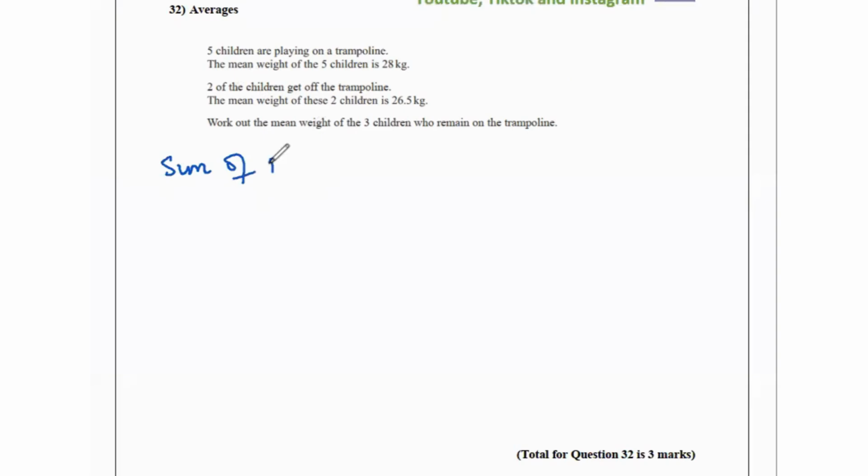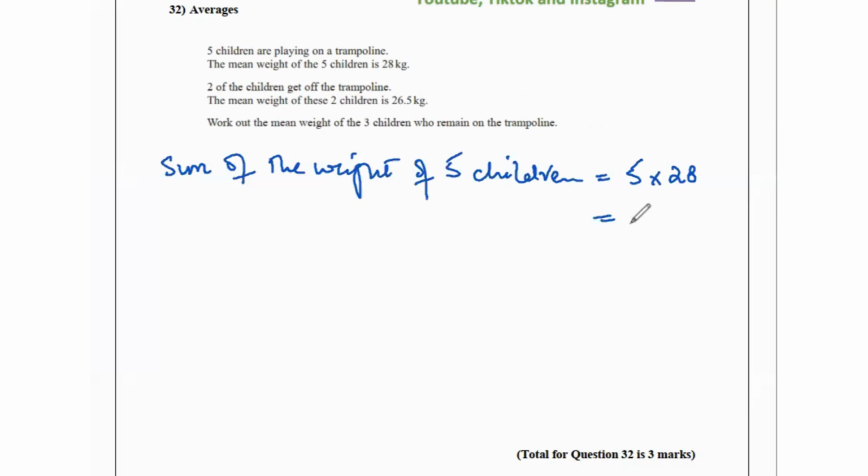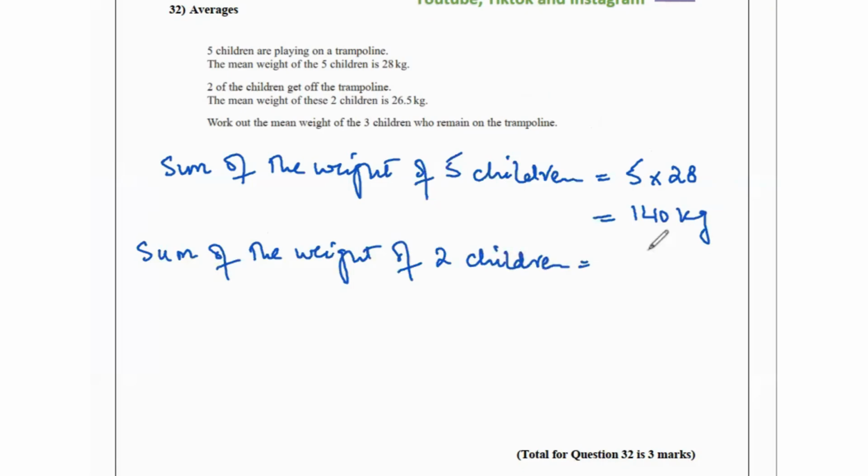So sum of the weight of 5 children, that's going to be 5 times 28. We multiply the mean with the number of children. That's equal to 140 kg. Then same thing, sum of the weight of the 2 children, that's going to be 2 times 26.5. That's 53 kg.